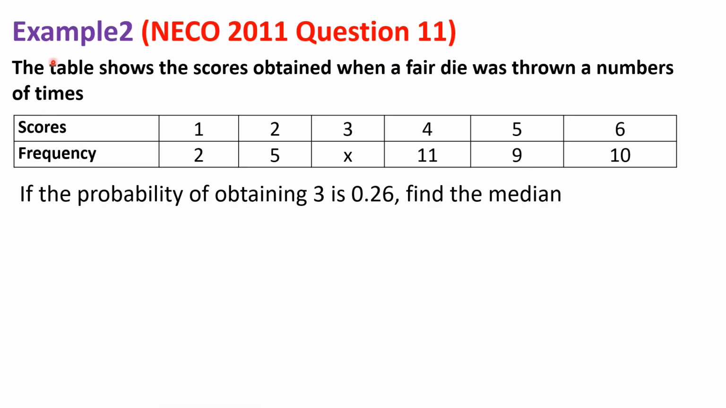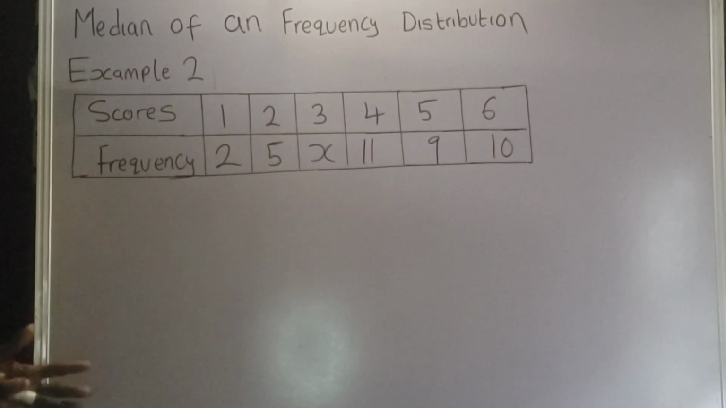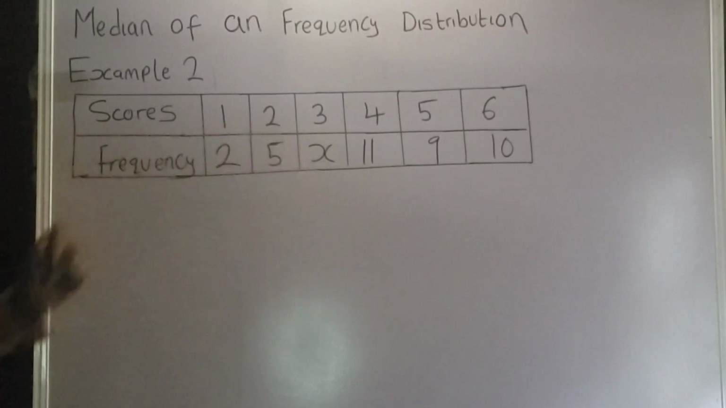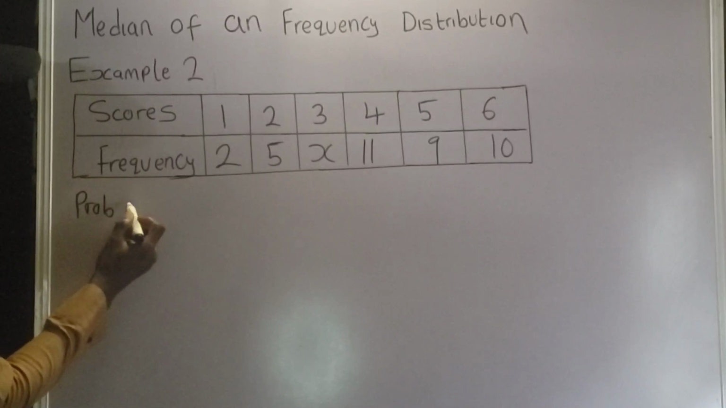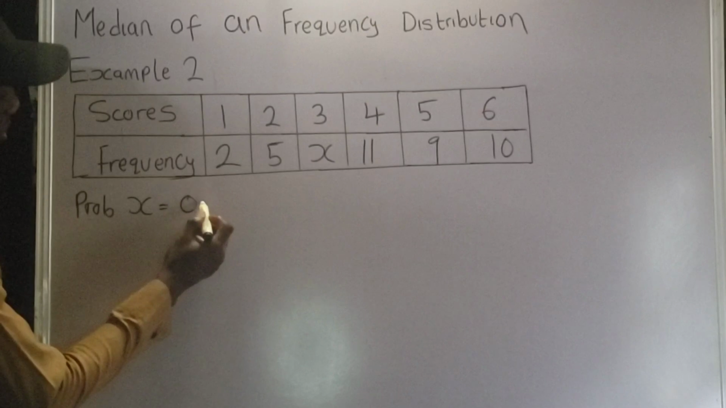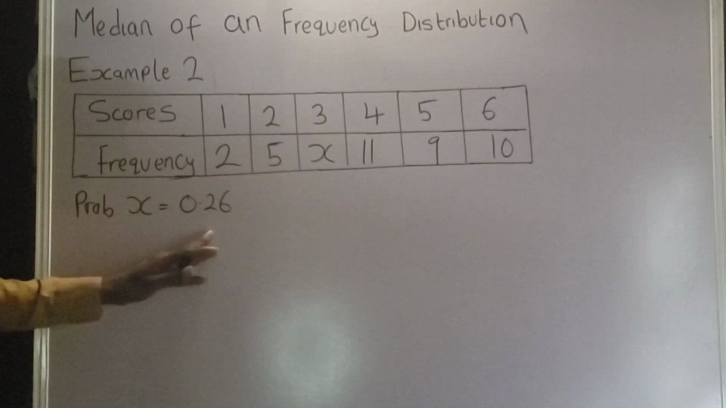Example 2. The table shows the scores obtained when a fair die was thrown a number of times. If the probability of obtaining 3 is 0.26, find the median. To get the median of this frequency distribution, we first need to determine the value of x. You have been given that the probability of obtaining x is 0.26.